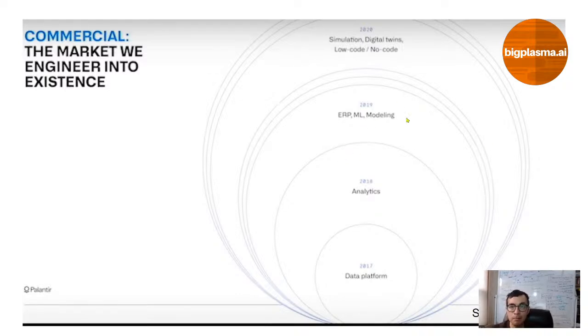Then you have ML and modeling, which is, of course, important. But that's where you start developing models and start getting more insights. That's for data scientists. That's going to be important. And then here we have simulation, digital code, low code, and no code.